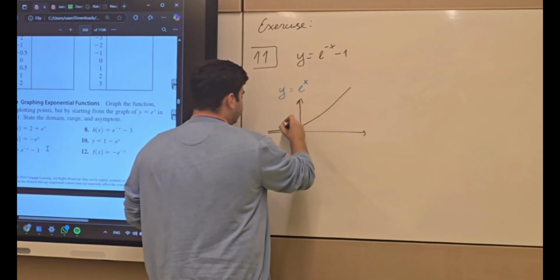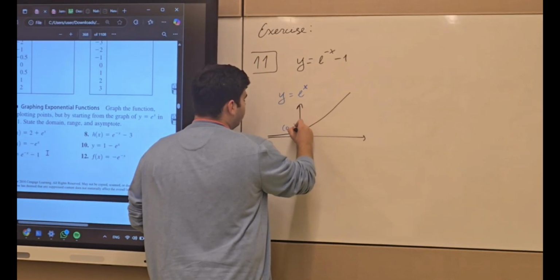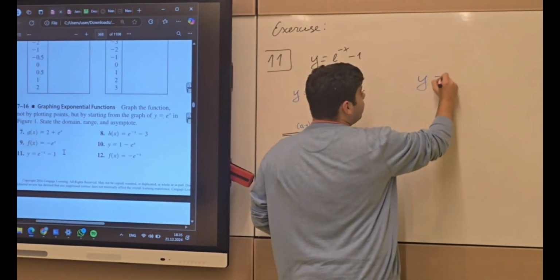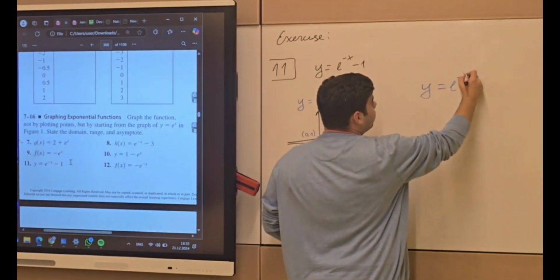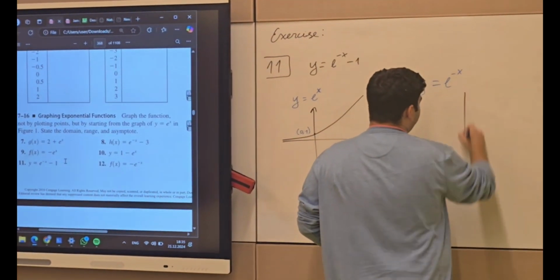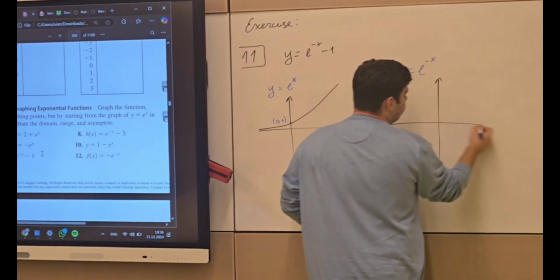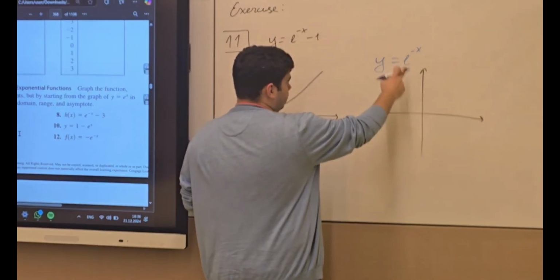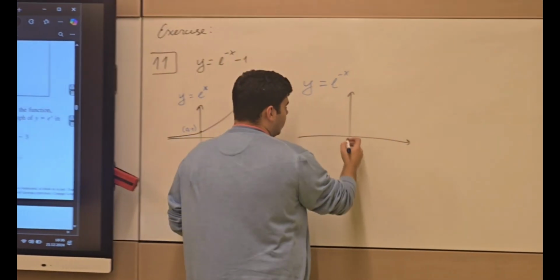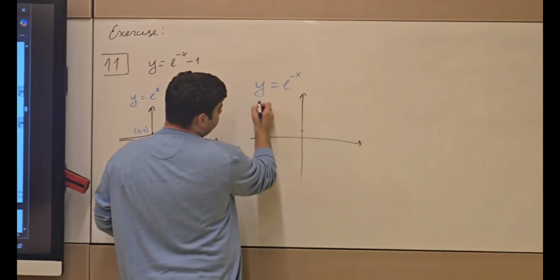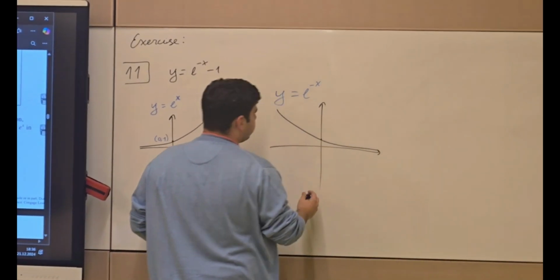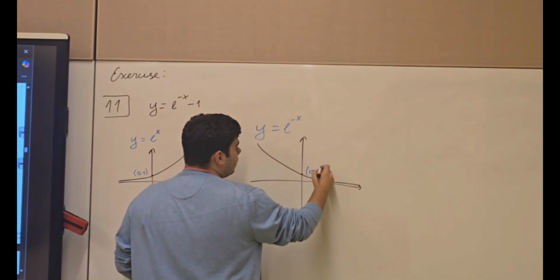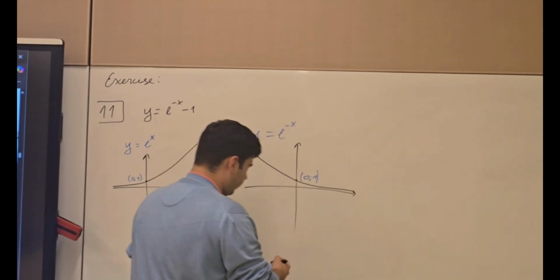This point is 0, 1. Now the second one is y is equal to e to the power of negative x. In this part we plot the same thing, but as we said, when we change the sign of x, we will reflect it by the y-axis, so it will be reflected like that. So this point is still the same, it will be 0, 1, but it's reflected by the y-axis.